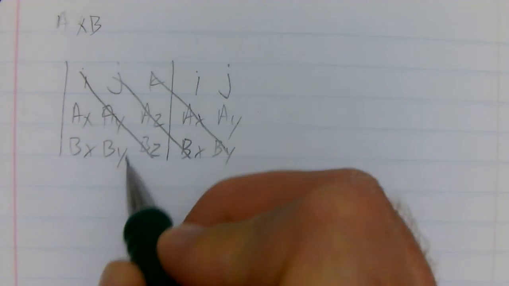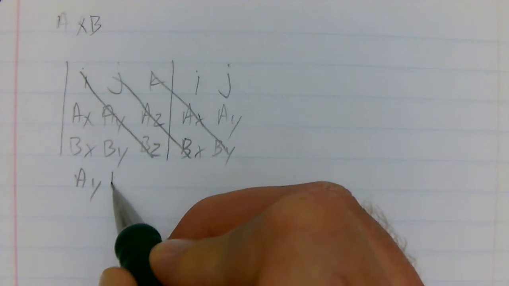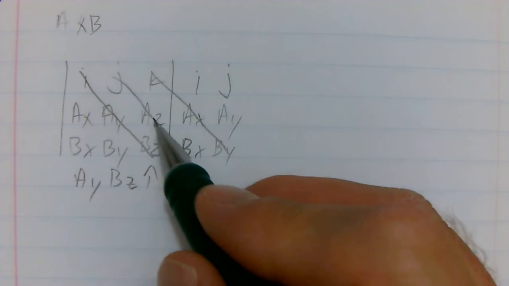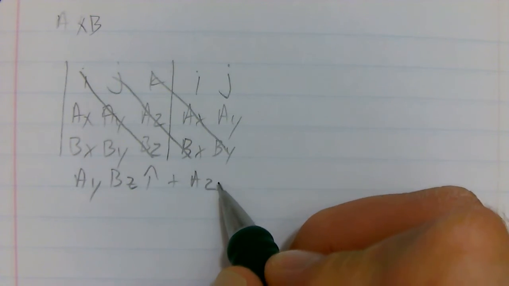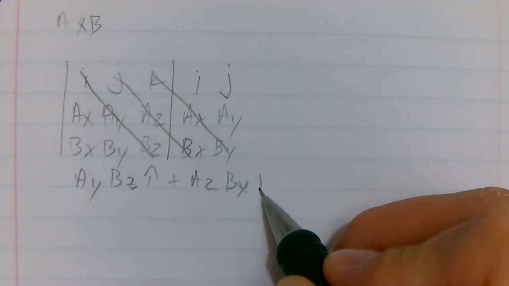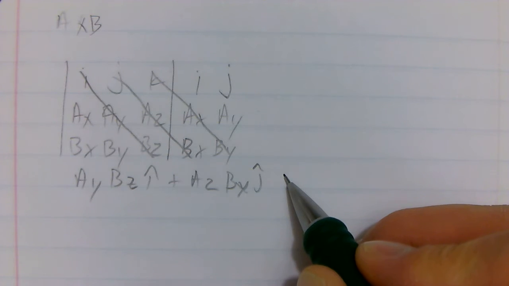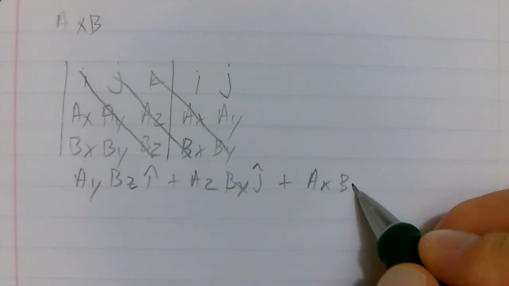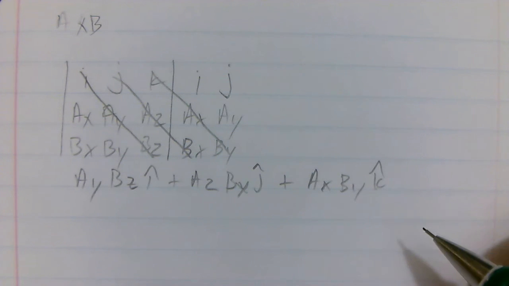So we have AY, BZ in the I direction, AZ, BX in the J direction, and AX, BY in the K direction.